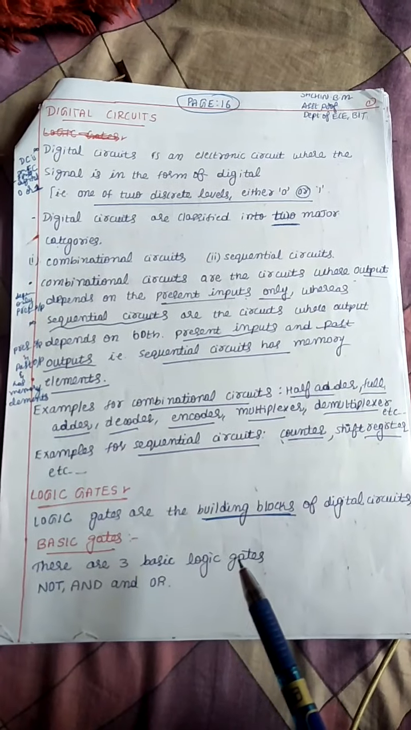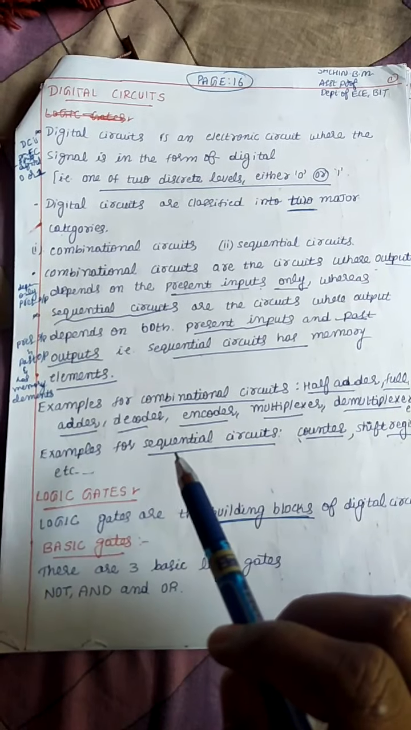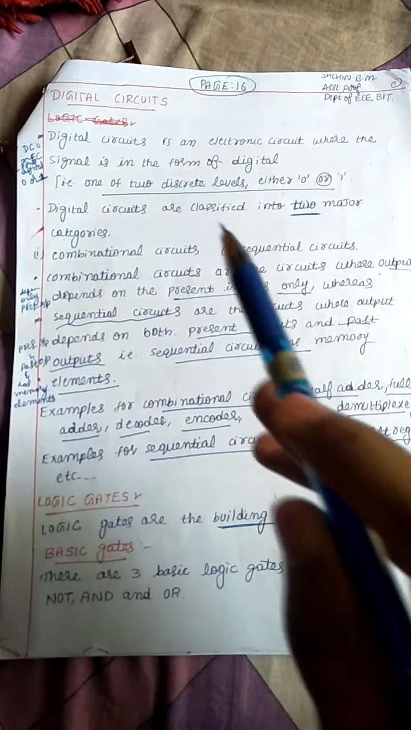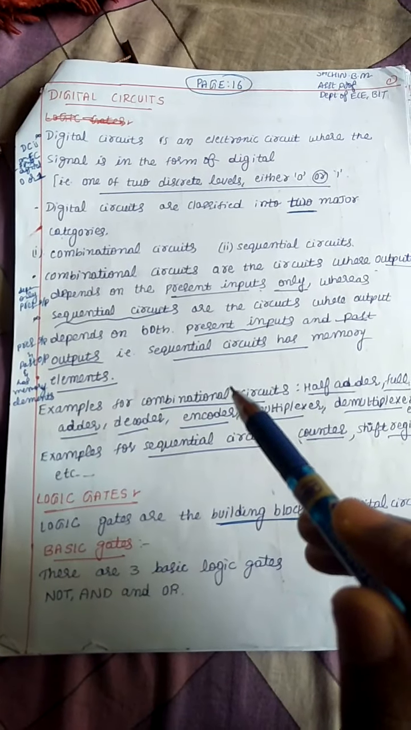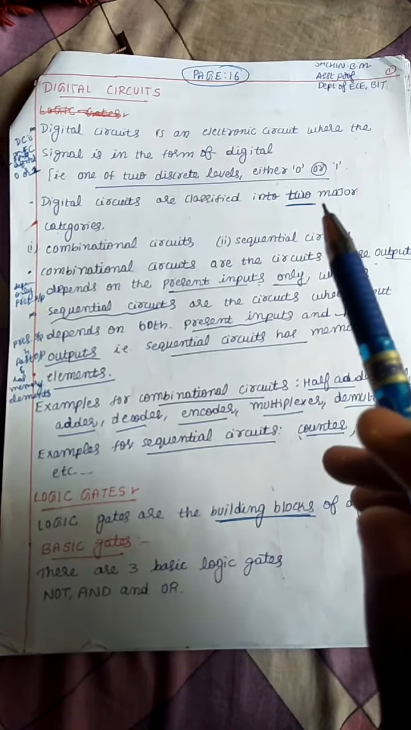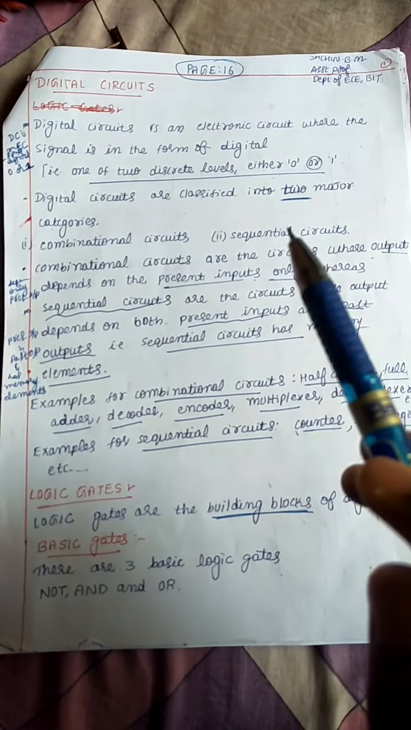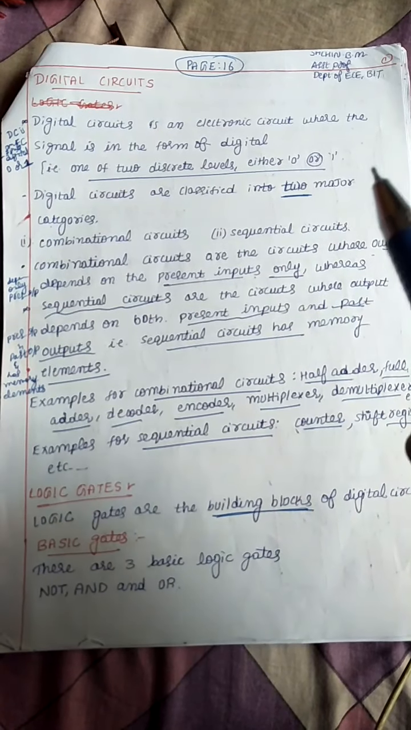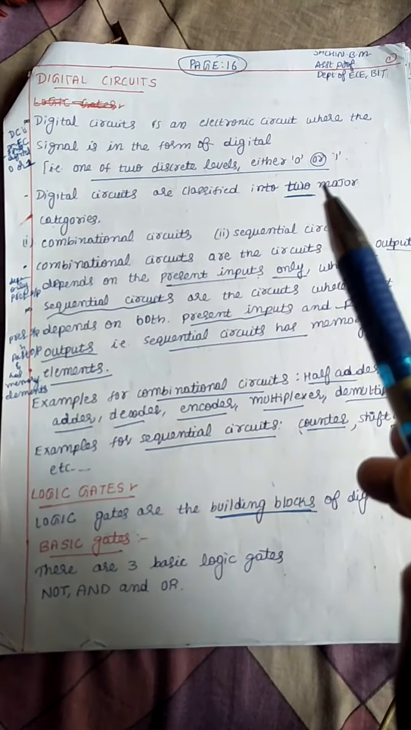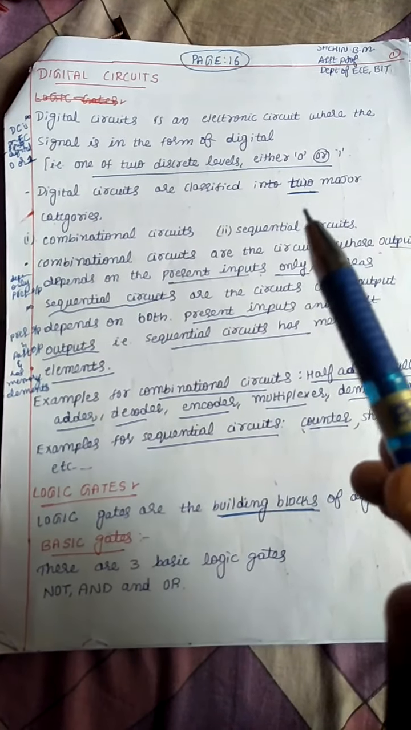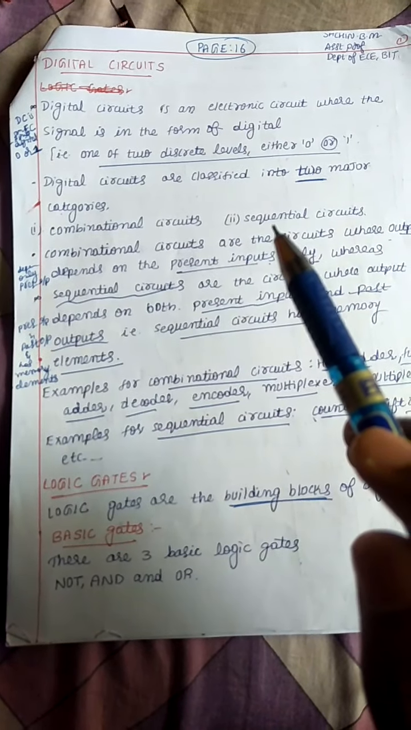In today's class, I am going to discuss digital circuits. Digital circuits are electronic circuits where the signal is in digital form. Digital means it will be in the form of two discrete levels, either 0 or 1. Digital circuits are classified into majorly two types: one is combinational circuits, another one is sequential circuits.